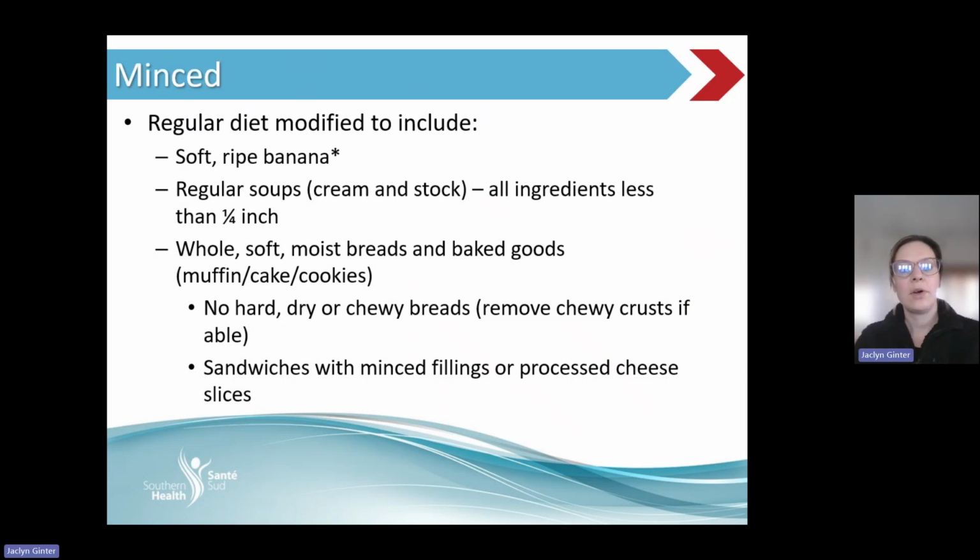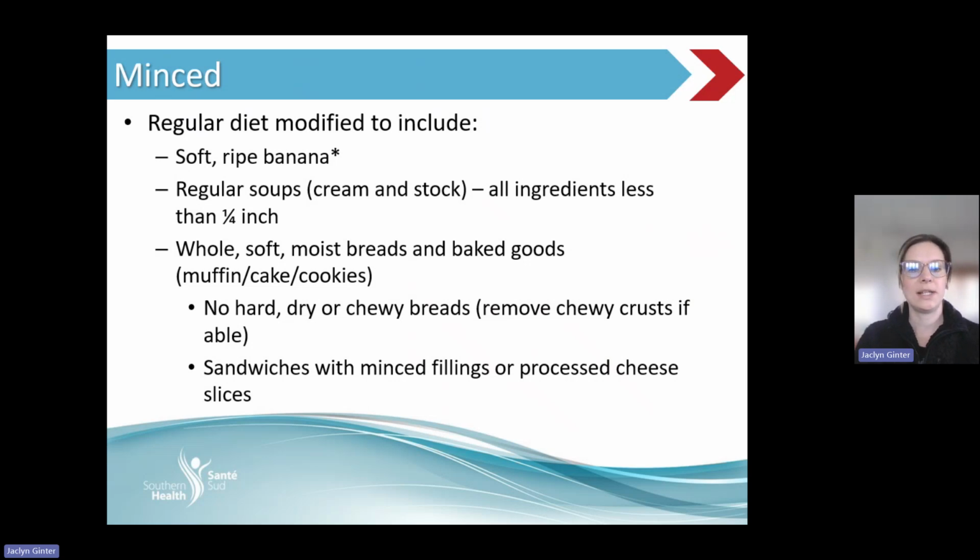So this is a regular diet, but modified to include a soft ripe banana, regular soups, if the ingredients are less than 1/4 inch in size. So the soup could be, the dietary staff might mince the soup, or they might just puree the soup if it's not suitable to be minced.